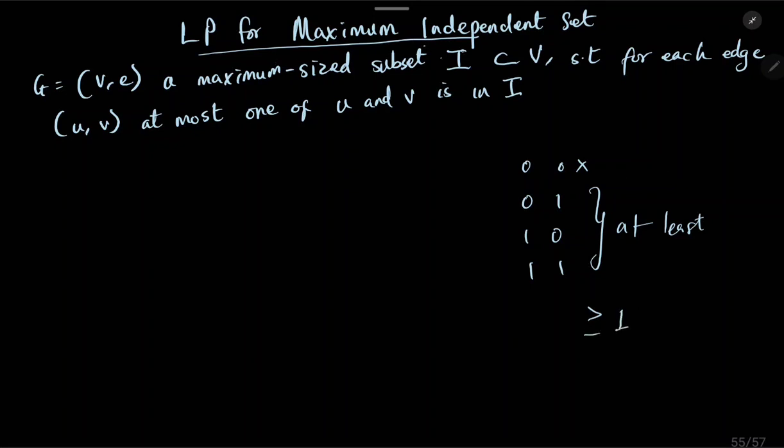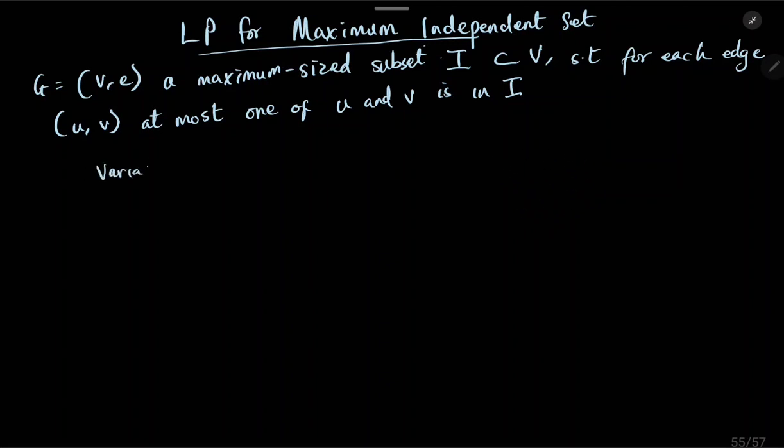So now in this maximum independent set, we want a maximum. In this case, we want a maximum subset of our vertices such that for each edge, at most one of U and V is in the set. So in this case, we want a maximum. So let's translate this to an LP problem right away. This is the LP translation.